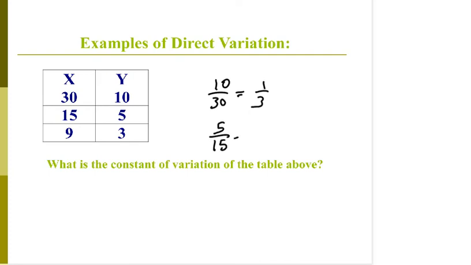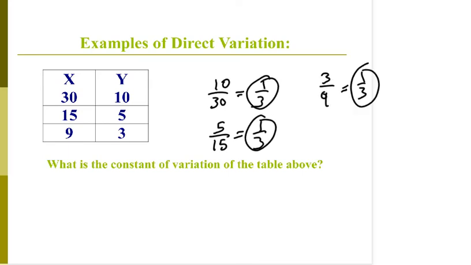1/3 remains the same. So if we were to write our equation, we could either write it as y over x equals 1/3, or we could write it as y equals 1/3 x. So either of these would express our direct variation as described in the table.